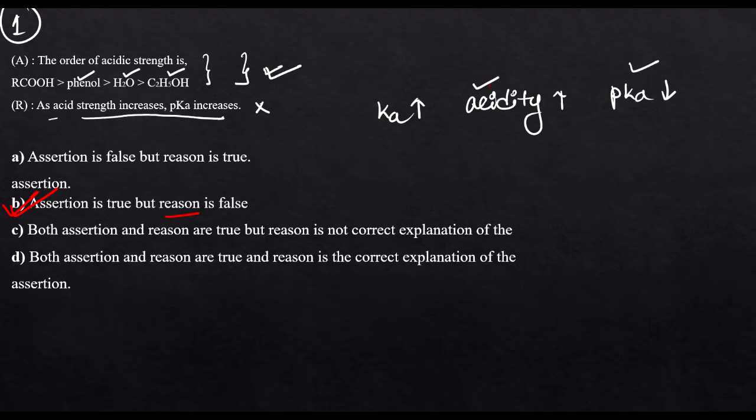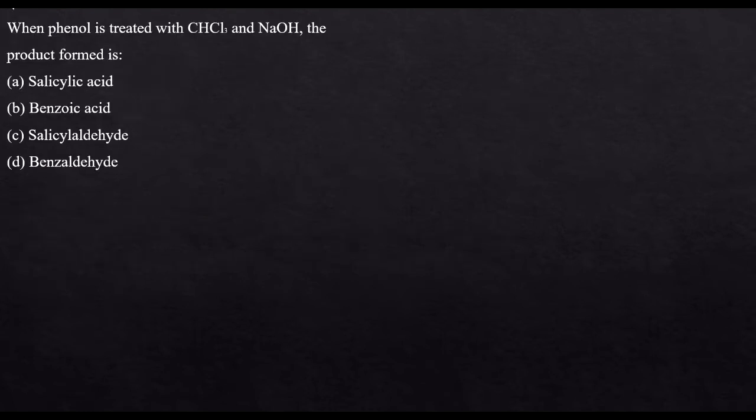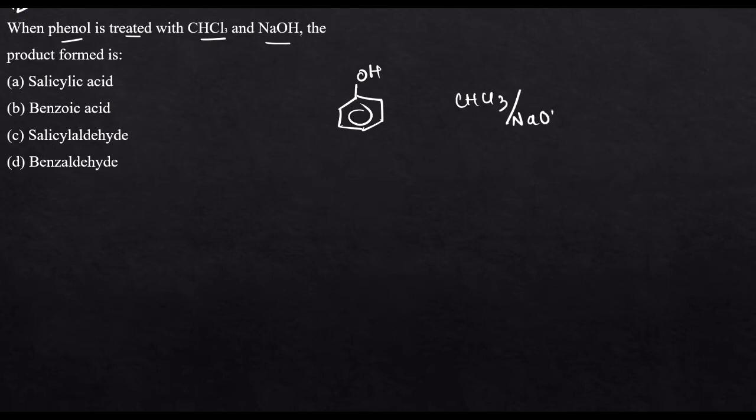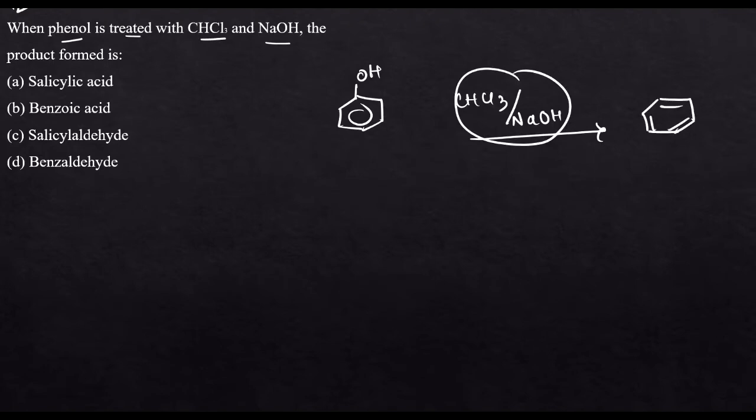Let's go for the second question. In our question number 2, it is given: when phenol is treated with CHCl3 and sodium hydroxide. So here is our phenol. When phenol is treated with CHCl3 and sodium hydroxide, the reagents used are the reagents of the Reimer-Tiemann reaction, and in the Reimer-Tiemann reaction with this reagent, a CHO aldehyde group will be added at the ortho or para position.